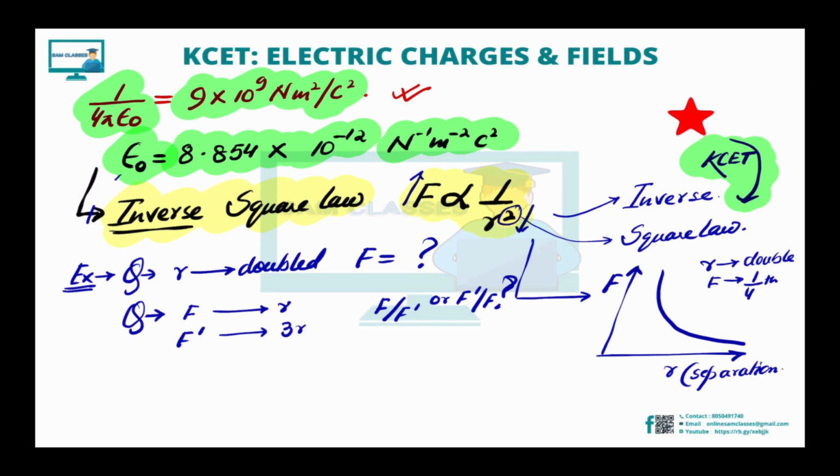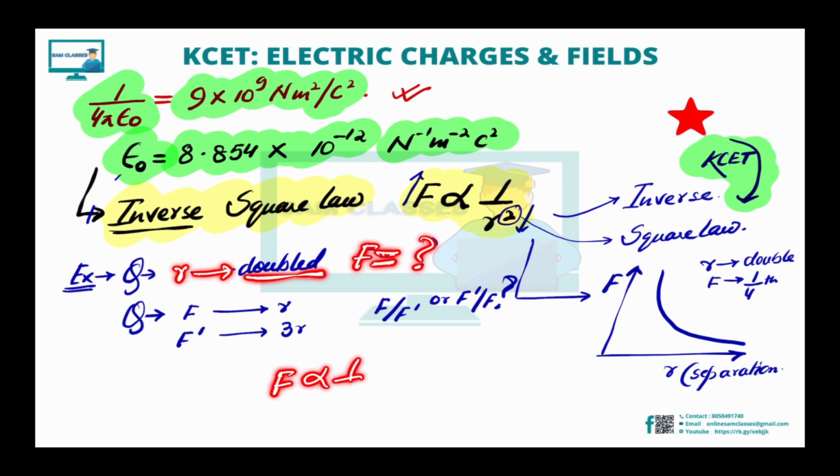So again, understand, inverse means what? If one increases, the other decreases. And square means how fast it is happening, so square of this. Now let's see one simple question. If R becomes doubled, how much will the force decrease?